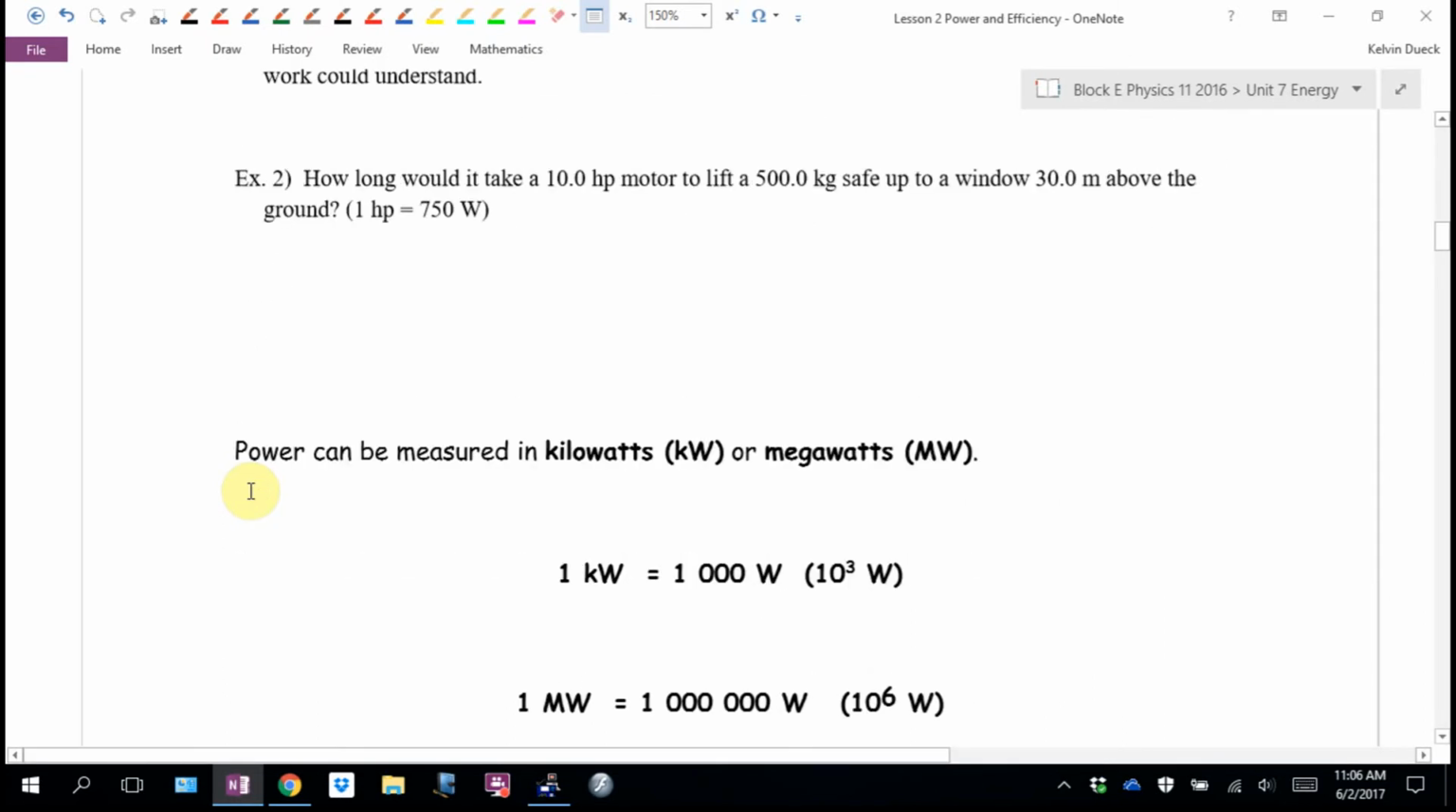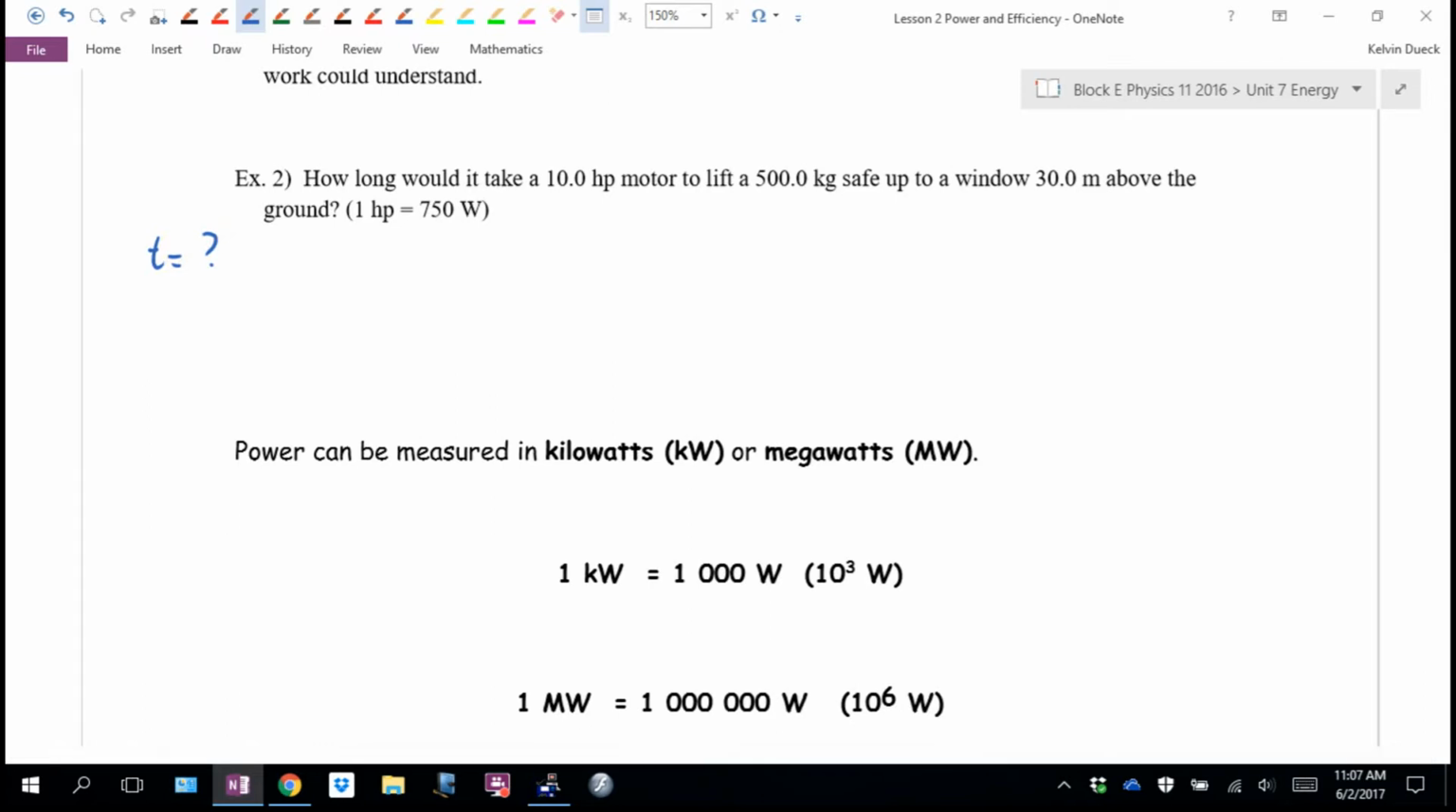Example 2. Christina, what are they asking me to find in example 2? Time. You know what? Let's fall back on our DFIC approach. We've kind of abandoned it as we've gotten good, but let's fall back on it. Write down what they gave me, T equals question mark, and let's walk through and see what else they gave me.